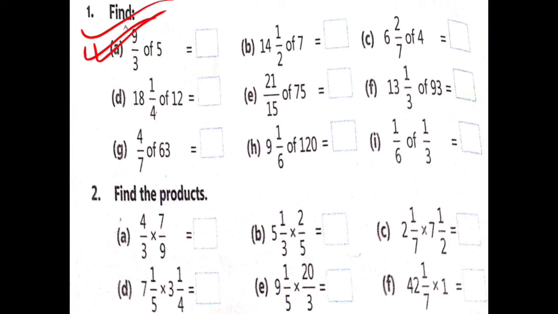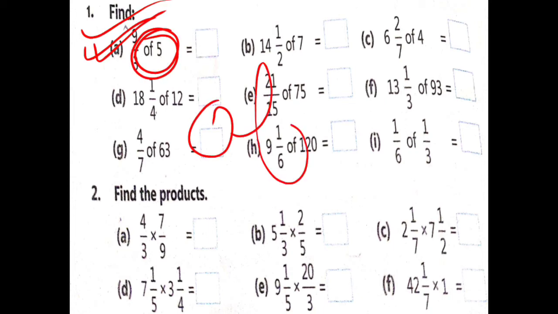So 9 by 3 of 5, you have to find the value. You have to solve the "of" operation. In mathematics, "of" means multiply. Simply multiply.